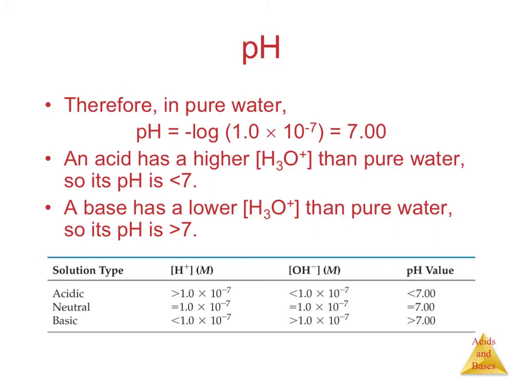So again, you remember that anything that has a higher acid concentration, anything that would be above 1.0 times 10 to the minus 7, would have a low pH, so it would be less than 7. Again, neutral, if it's actually 1.0 times 10 to the minus 7, I get a pH that's equal to 7, and for a base, I'm going to have a much lower acid concentration. It'll be less than 1.0 times 10 to the minus 7, and that will result in a pH greater than 7.